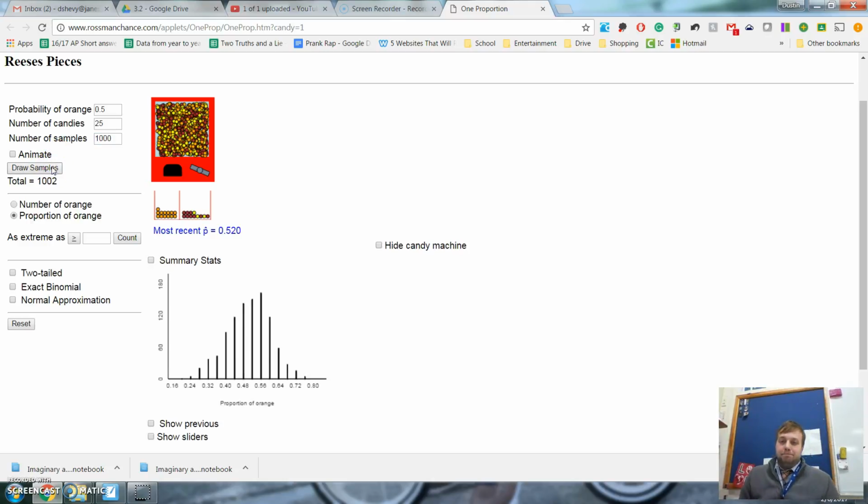All right. Now, that's if I collect 25 candies and I analyze it and I write down the answer. That's one of these dots. Just one. Now, there's 1,002, actually, 1,002 dots that form this normal curve. I did 1,000 samples. Now, let's take a look at it.